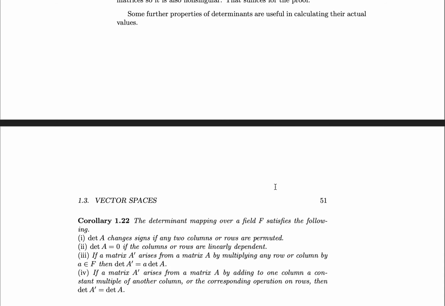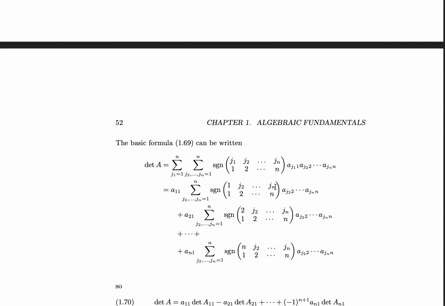Expanding across the row, the determinant of A is the sum over j1 from 1 up to n, of the sum over j2 up to jn, each from 1 to n, so some permutation of j2 up to jn, times the sign of this. And then we sum for all j1. Well, this is just going to be equal to a11 times that new sum, which we will note is almost the determinant of a smaller matrix in some sense.